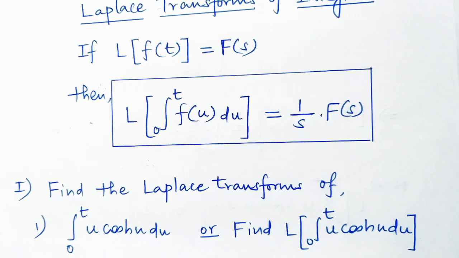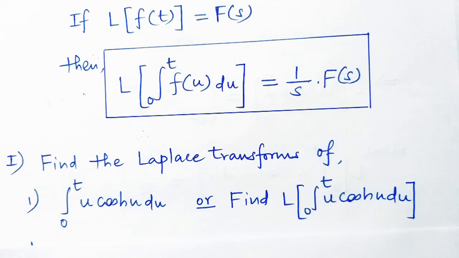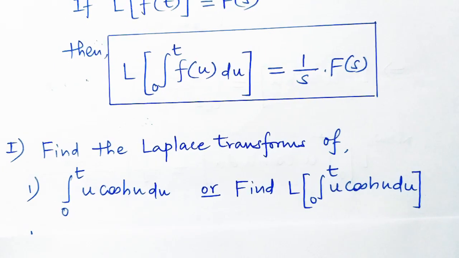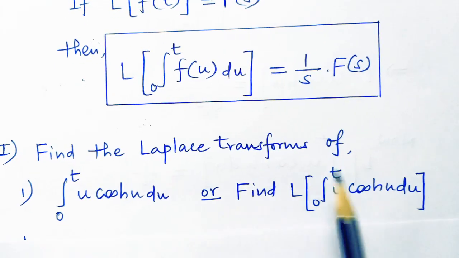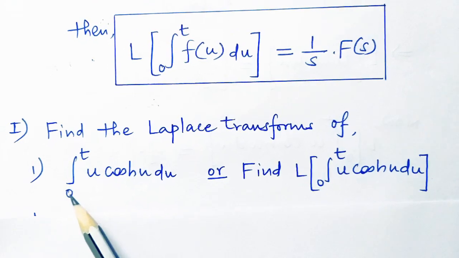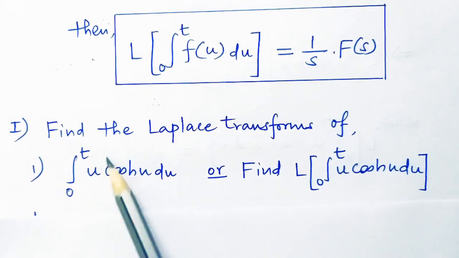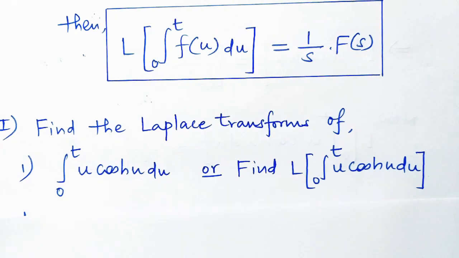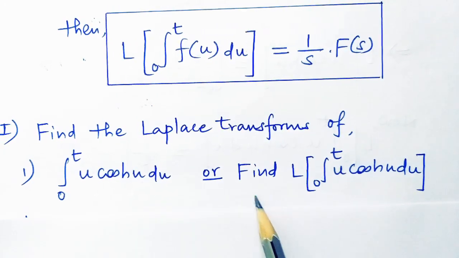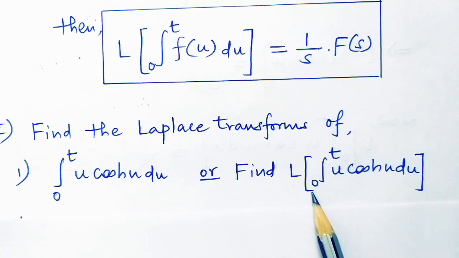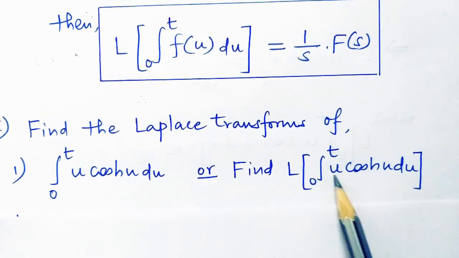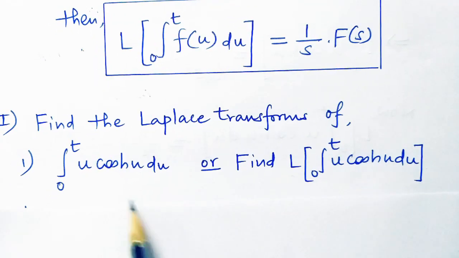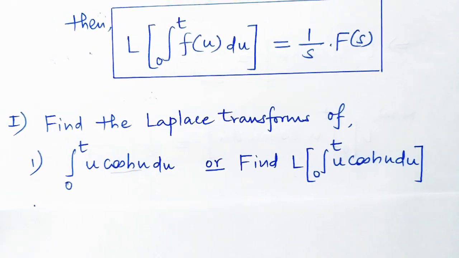So again, we have the first problem. As I told you, the proof we will not be discussing. Directly we will be talking about the problems. Find the Laplace transform of the integral between 0 to t of u cosh of u du. Or sometimes it may also be asked in this form, find Laplace of the integral between 0 to t of u cosh of u du.